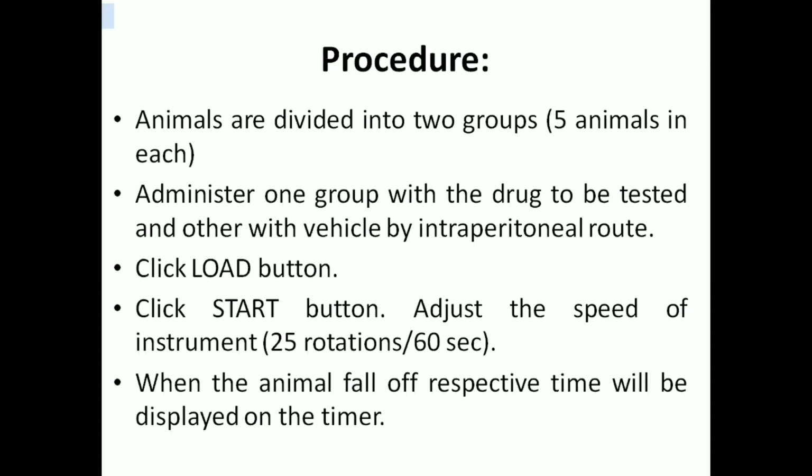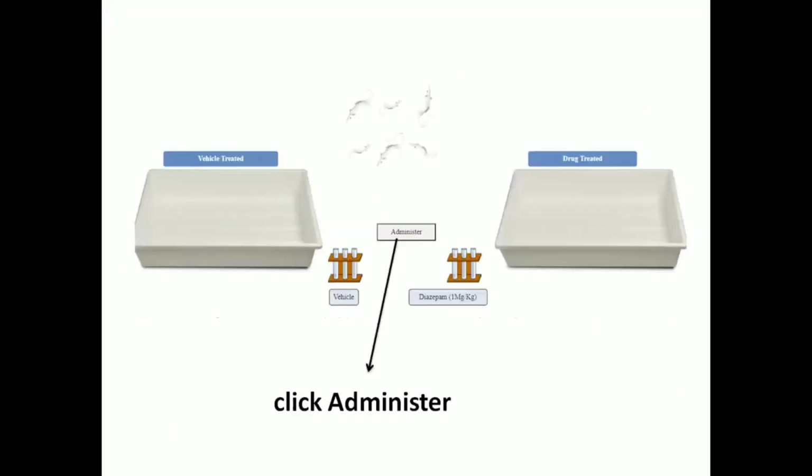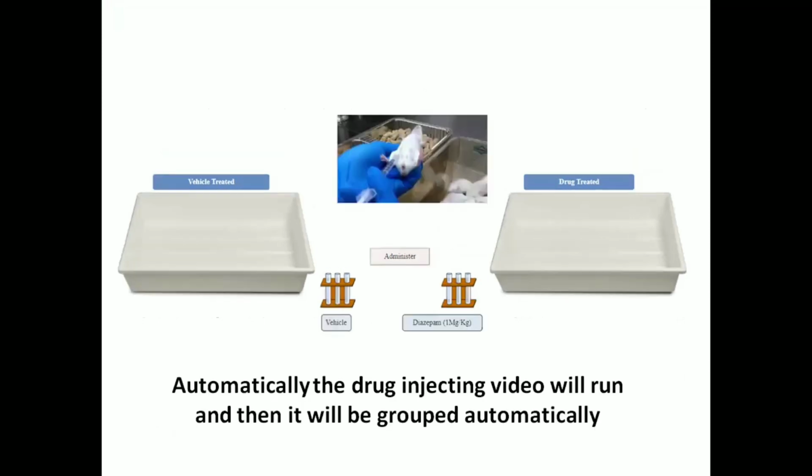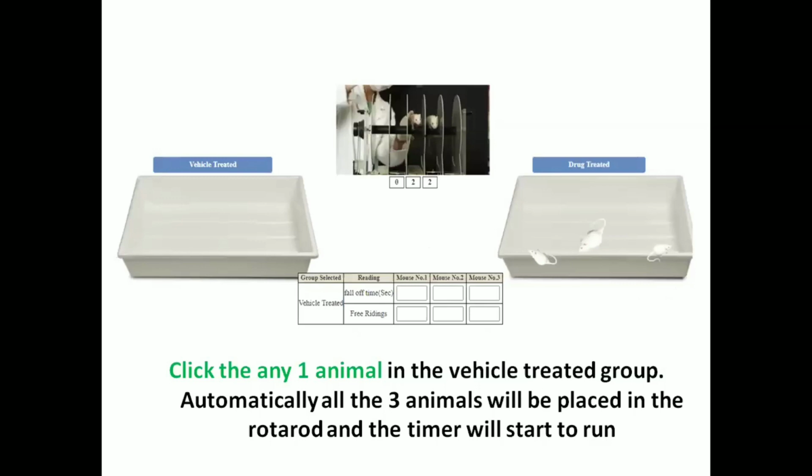Regarding the procedure, the animals are divided into two groups, and each consists of 3 animals. Administer the test drug to one group and the vehicle to the other group by the intraperitoneal route. Then 25 rotations per 60 seconds will be set as the speed in the instrument, and the fall of time will be displayed on the equipment. To start the experiment, at first you have to click administer. Then the vehicle as well as the drug will be administered automatically, and in the center an automatic video will be running.